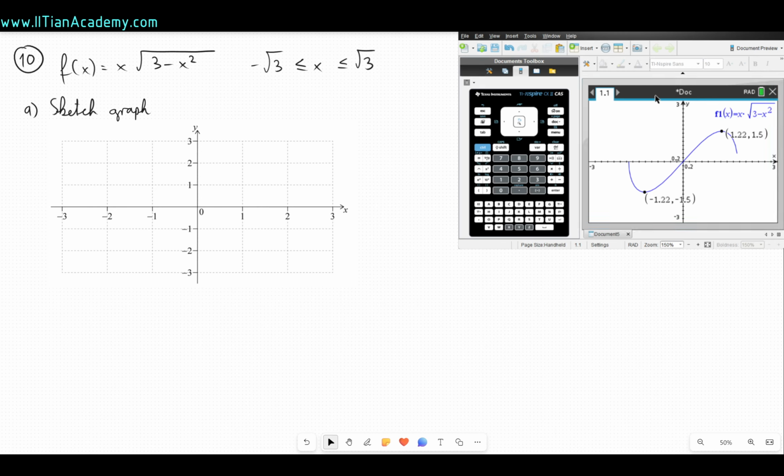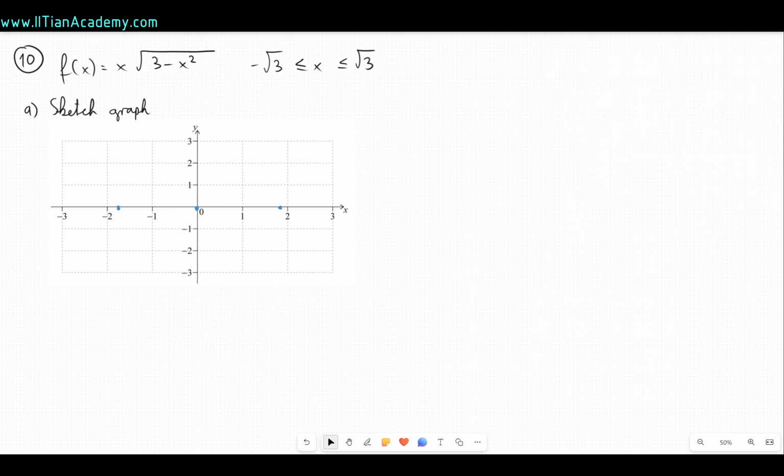Interesting. So what we simply need to do is plot it. We know it's going to go through 0, 0. We know root 3 is somewhere over here and over here. And we know the maximum points were at 1.2 and 1.5. So that's about here and about here. So we can just draw a smooth little curve through these points.